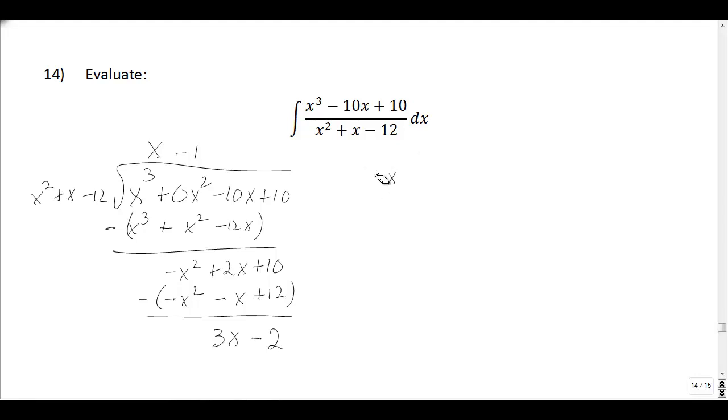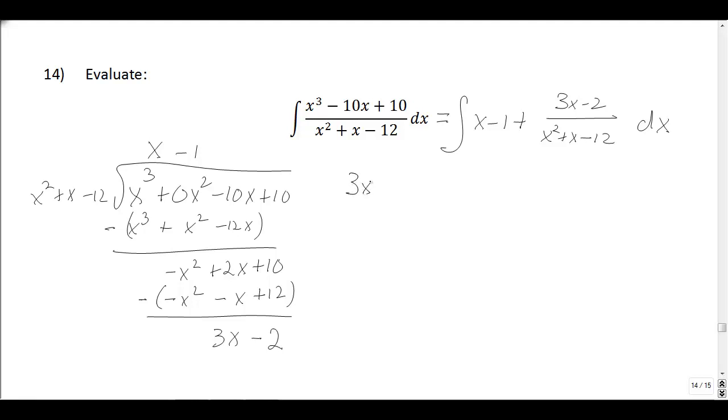Well, let's just rewrite the integral here. What I get is inside the integral, I get an x minus 1 plus my remainder 3x minus 2 over x squared plus x minus 12 dx. So we simplified this to some degree. I can integrate x, I can integrate minus 1, those are no problem. 3x minus 2 over x squared plus x minus 12, I'm going to need to do partial fractions. So we're going to work on that fraction here.